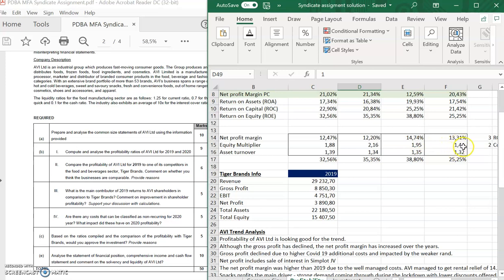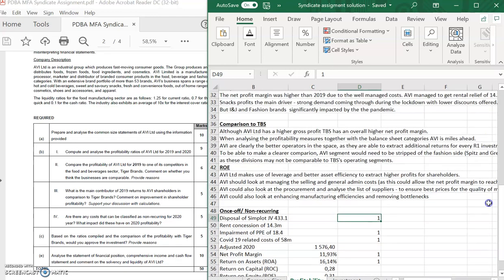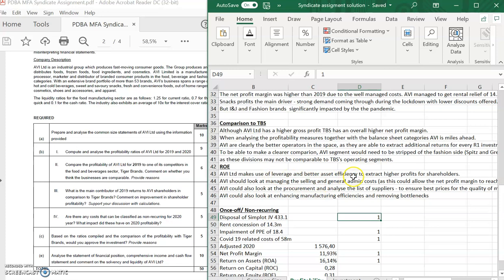When you compare to that of Tiger Brands, their asset turnovers are quite similar. Tiger Brands has a slightly higher net profit margin, but a huge percentage of the equity multiplier is coming from AVI in comparison to Tiger Brands. Okay, so they're making use of leverage and they've got a slightly better asset efficiency.